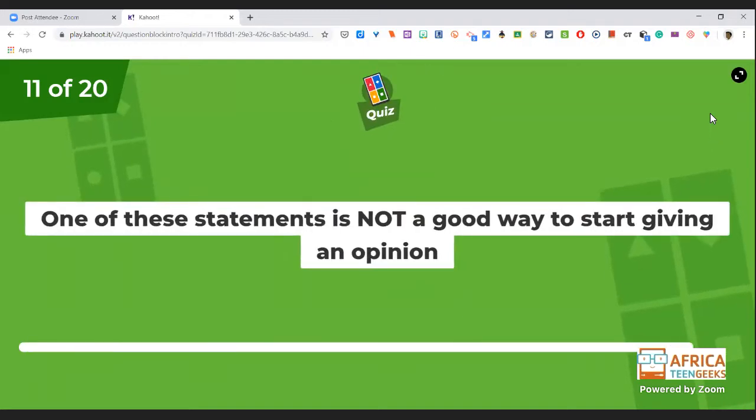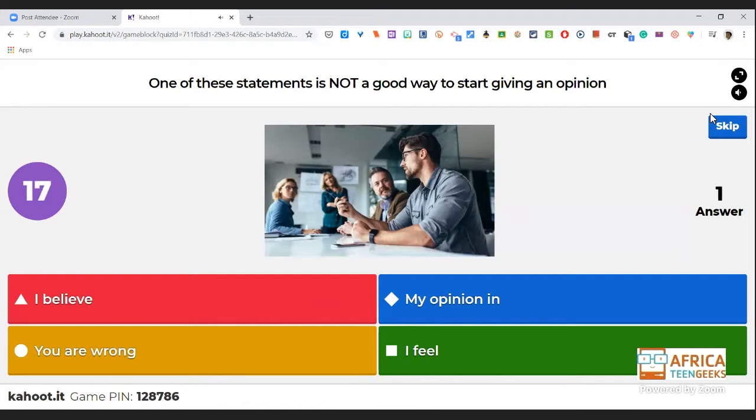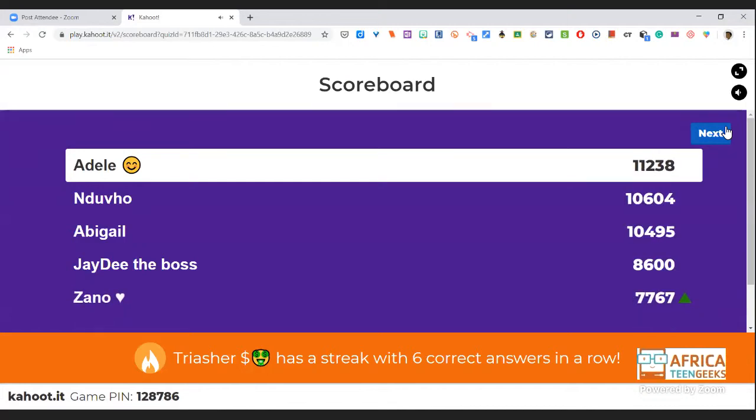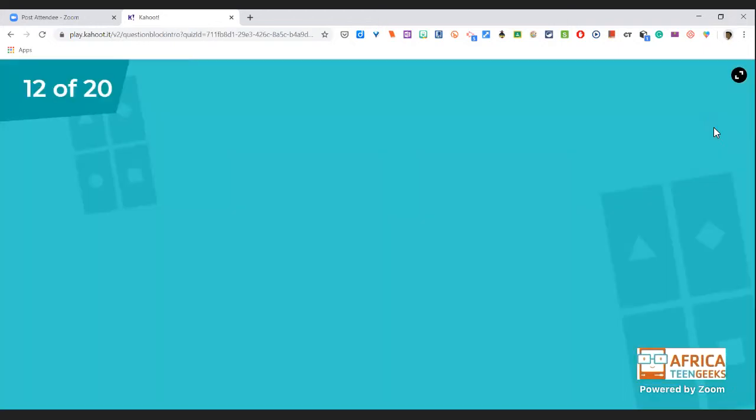Which of these statements is not a good way to give an opinion? In the chat box, I only want you to be talking about the Kahoot. Right, 17 people realize you can't, as soon as you say to somebody, you are wrong, they immediately take offense. Not a good way to state an opinion. Good. And Zeno is back in the top 5. Good.